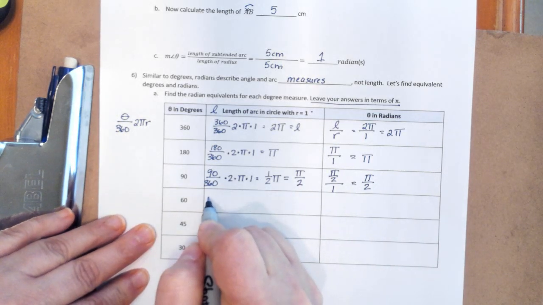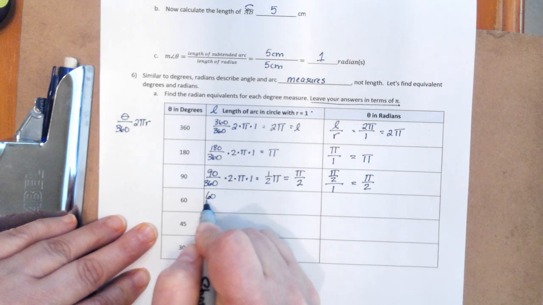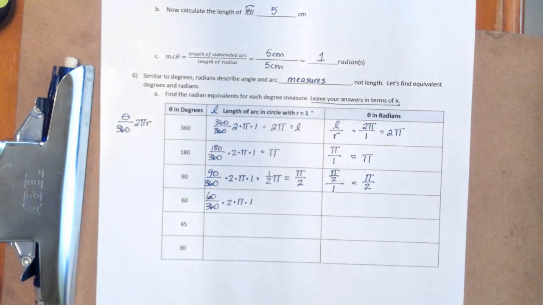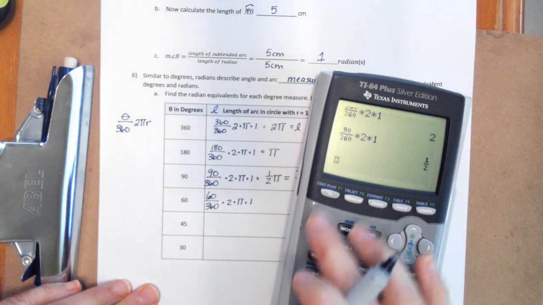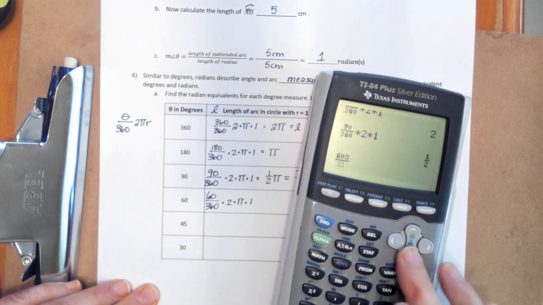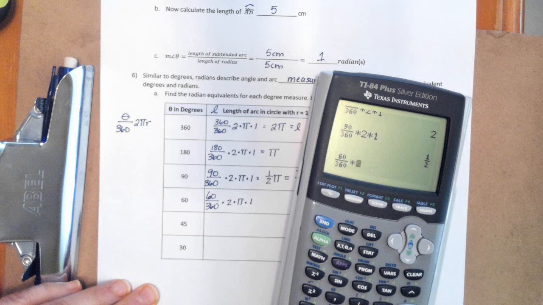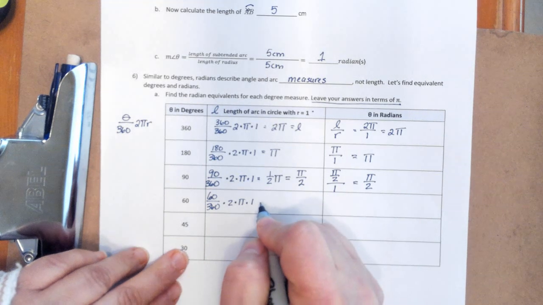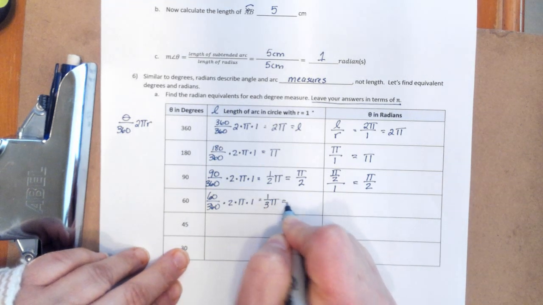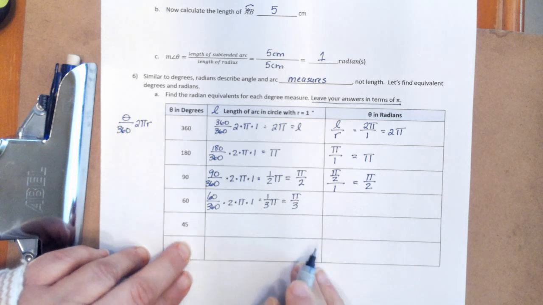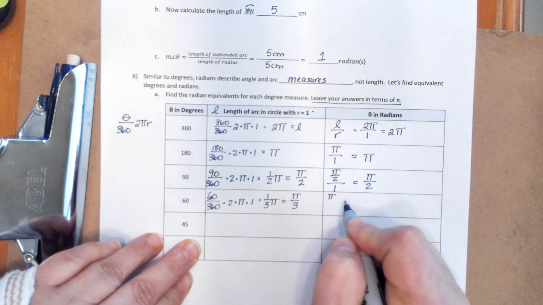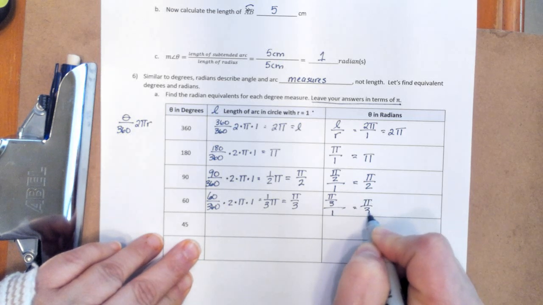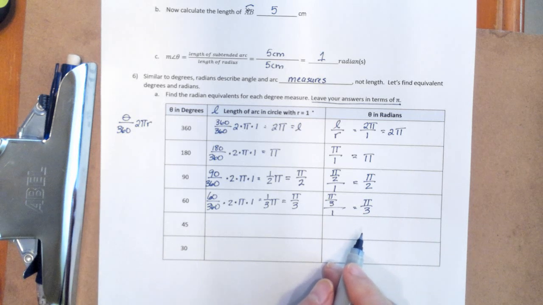For 60 degrees, it's going to be 60 over 360 times 2 times pi times 1. Then 60 over 360 times 2 times 1 gives me 1/3. So this would be 1/3 times pi, which I'm going to rewrite as pi over 3. The ratio would be pi over 3 over 1, which would just be equal to pi over 3.